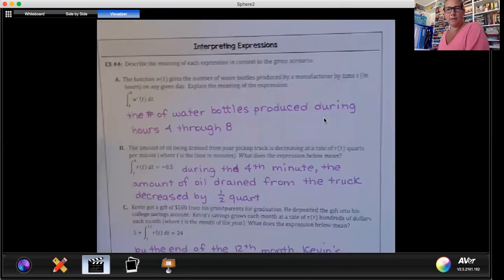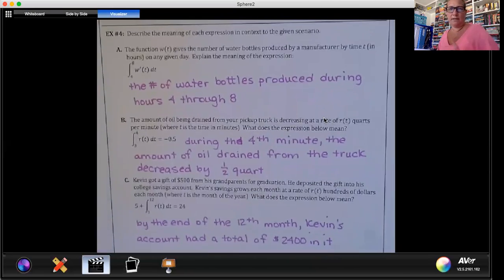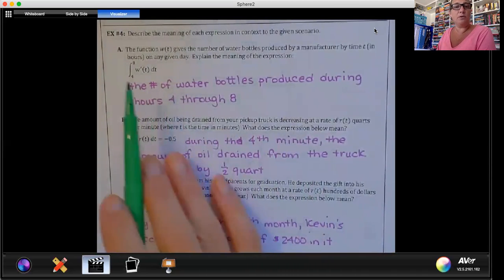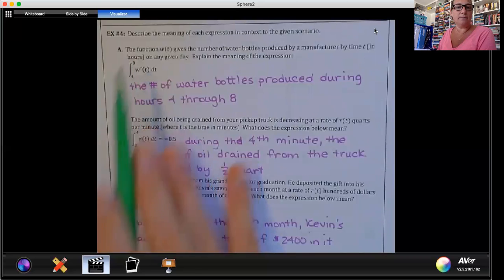In interpreting expressions, these are problems where it's just a scenario, so I've written them in for you. The function w of t gives the number of water bottles produced by a manufacturer by time t in hours on a given day. Explain the meaning of the expression. So this is the number of water bottles produced from hours 4 to 8.